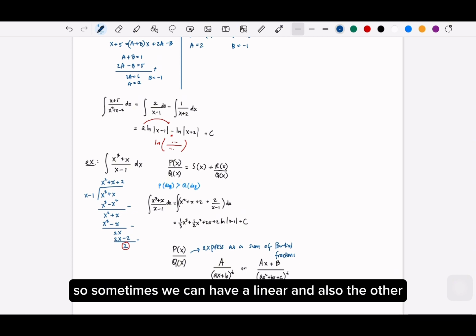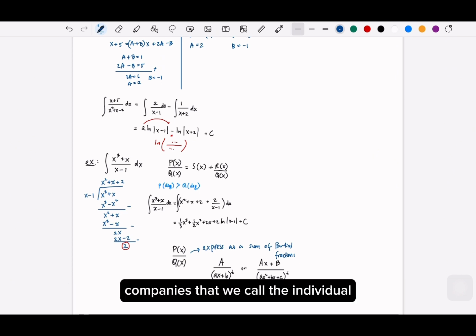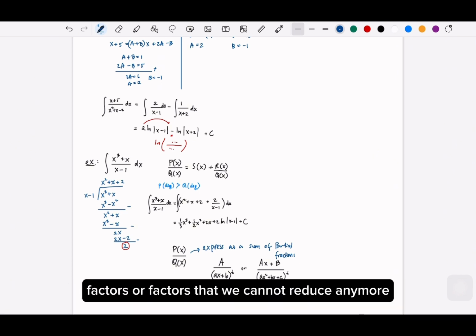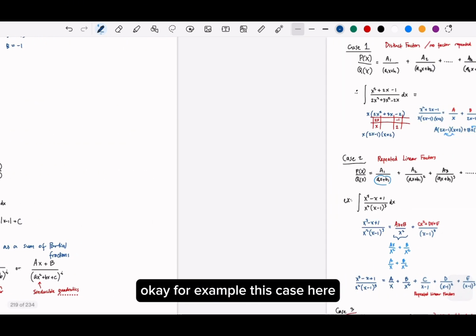Sometimes we can have a linear factor and also other components that we call the irreducible factors, or factors that we cannot reduce anymore. Usually that is when the discriminant is negative. Okay? For example, this case here.